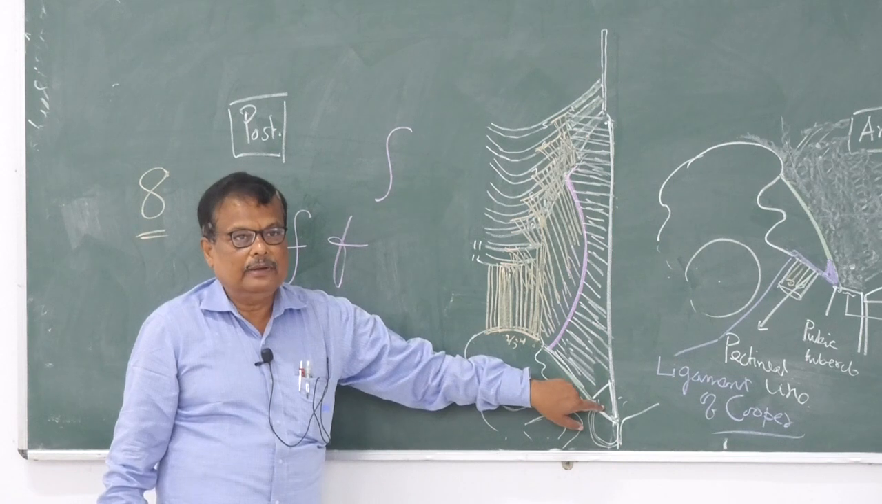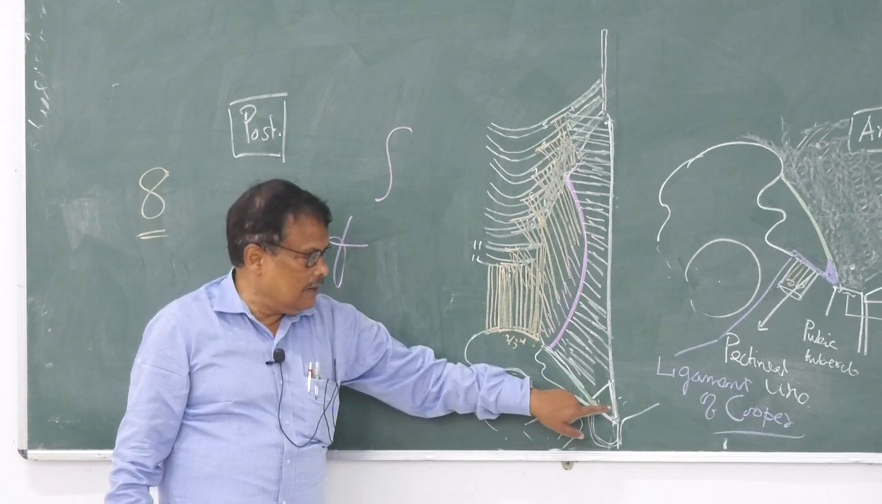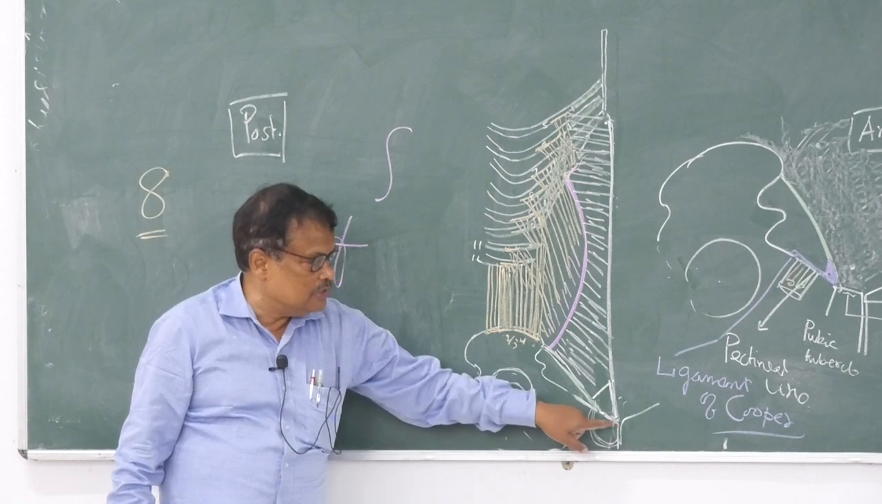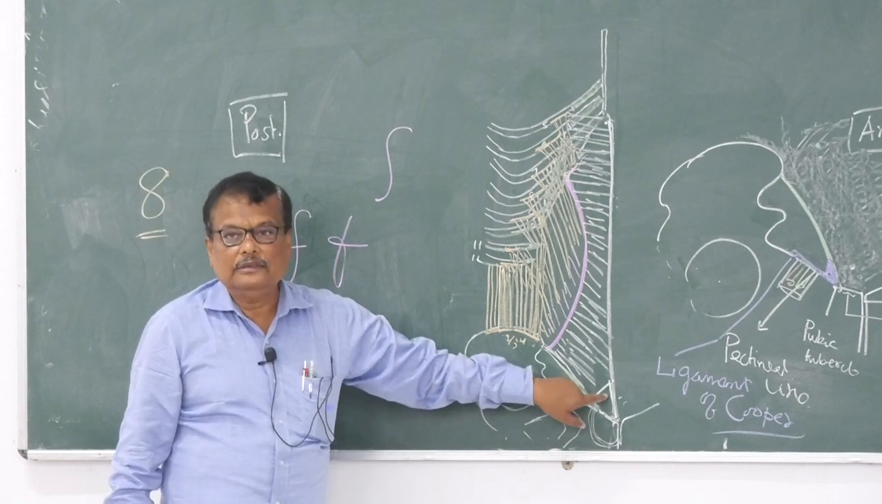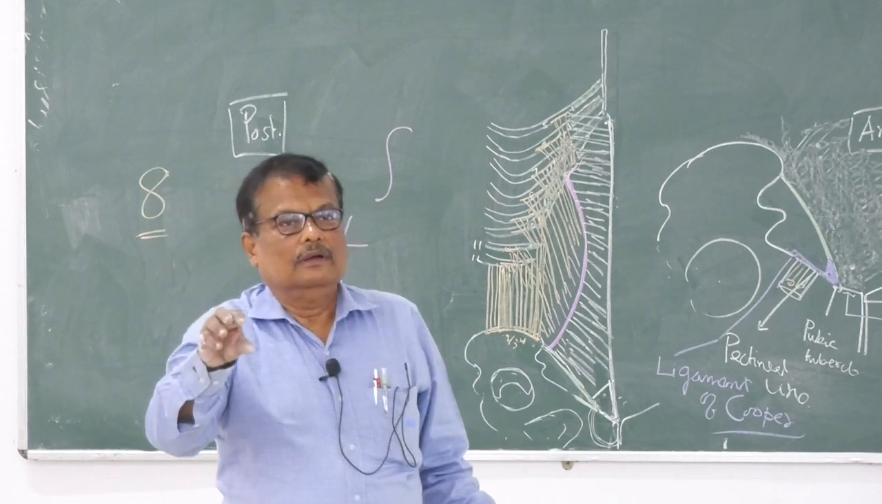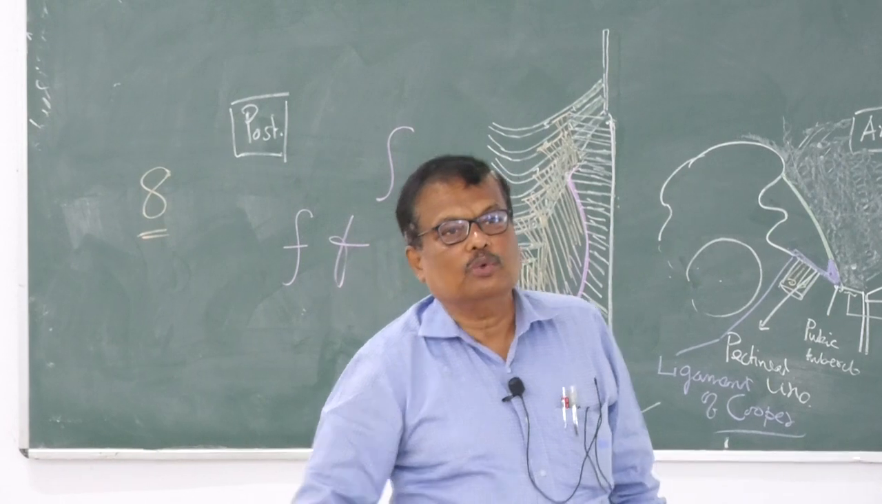There is a gap in the medial part of the external oblique between the symphysis pubis and the pubic tubercle. There is a gap. Why is there a gap? Through which the testis comes down to the scrotum.